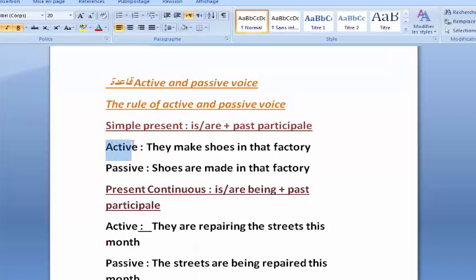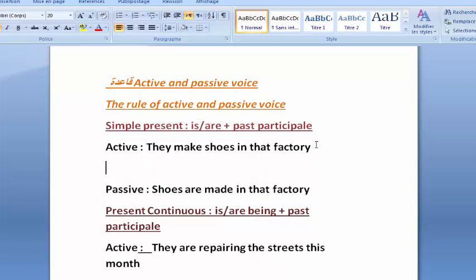So active, we will start by active. Active voice: they make shoes in that factory. Shoes means أحذية, and here أحذية is plural, أحذية جمع.